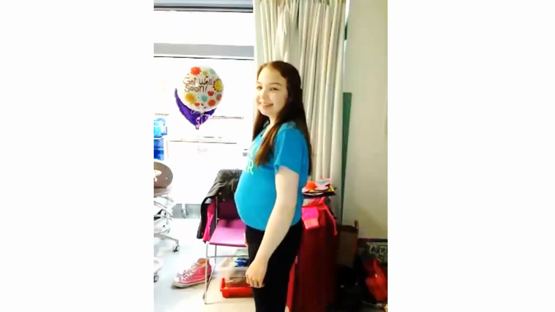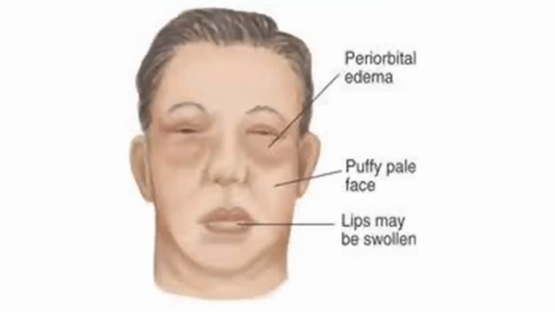Now, this is a child of nephrotic syndrome, puffy face, swollen all over. Another patient of nephrotic syndrome, a lady with nephrotic syndrome, and a male before and after development of nephrotic syndrome. What you will look at, periorbital, any tissue space in which there is a space, the fluid will accumulate. Periorbital, puffy pale face, lips may be swollen.